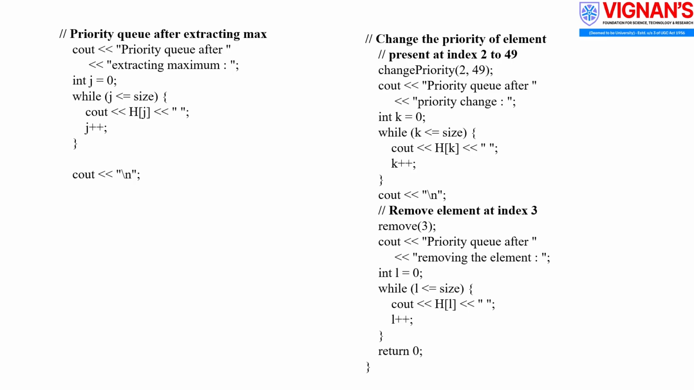Then, the program removes the element at index 3 from the priority queue using the remove function. After removal, the remaining elements of the priority queue are displayed again. Finally, the program ends execution by returning 0 from the main function.